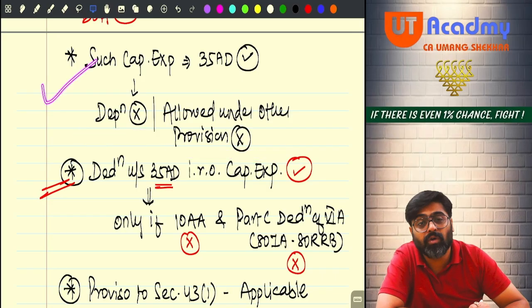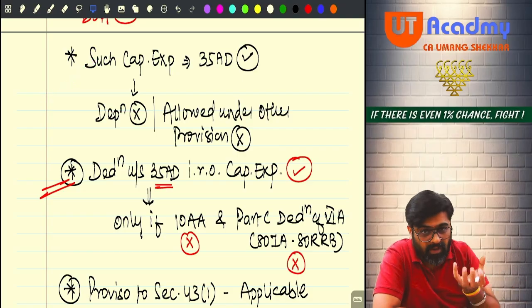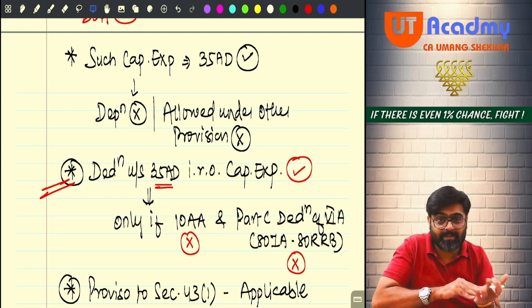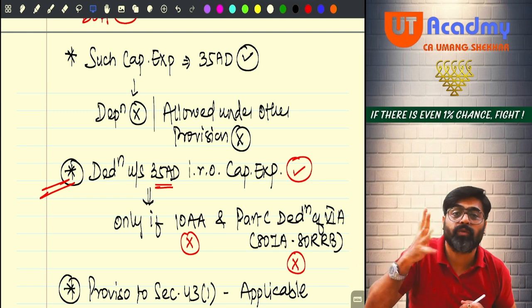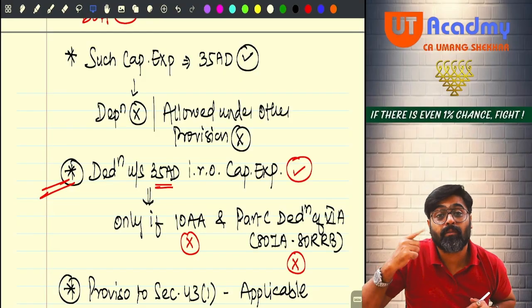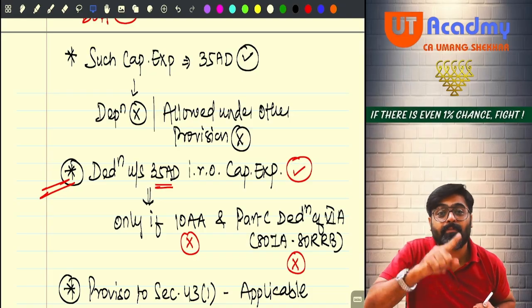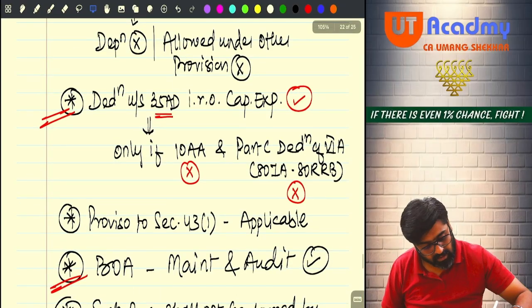You have to remember the proviso to section 43(1). Actual cost of the asset, meaning the capital expenditure allowed under section 35AD, will not be treated as actual cost if it is paid in a day to a person, the amount is more than 10,000, and it is paid by any mode other than the prescribed mode. Proviso to 43(1) is applicable here also, sir.